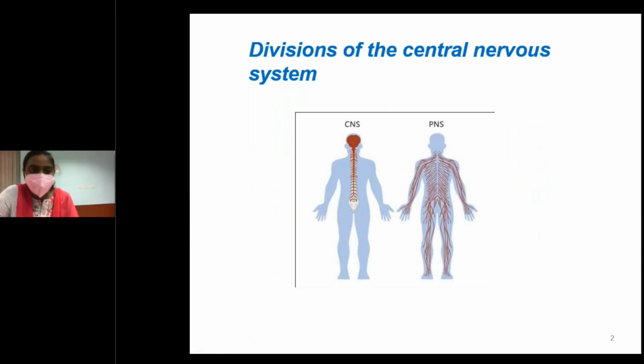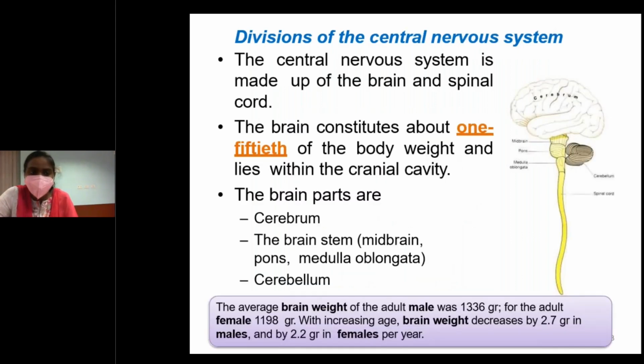See, what are the divisions in the nervous system? What are the two divisions? Central nervous system and peripheral nervous system. The central nervous system is composed of the brain and spinal cord. Anatomically, the brain constitutes about 1/5 of the total body weight.